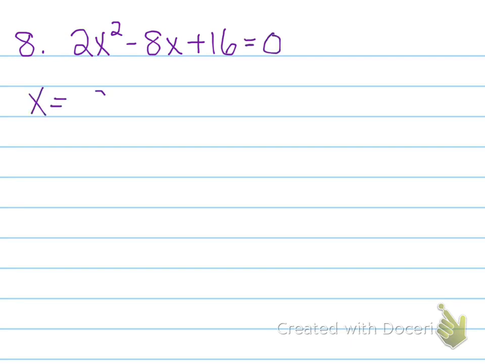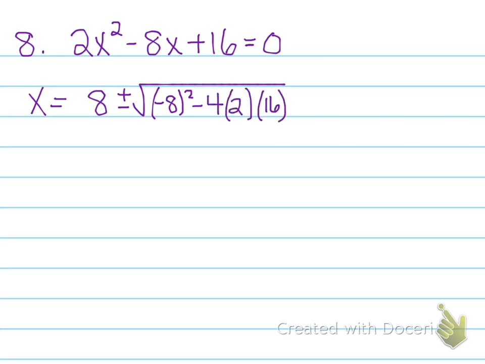All right, number 8, our last problem, again with the quadratic formula. So we have x equals the opposite of b, so it's going to be a positive 8 plus or minus the square root of negative 8 squared minus 4 times 2 times 16. All over 2 times a, which is 2 times 2, so we have 4 on the bottom. Now, underneath the radical, we're going to get a negative 64.